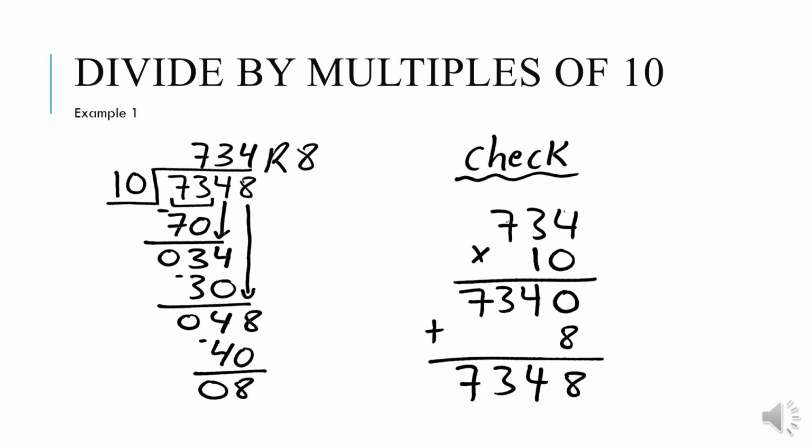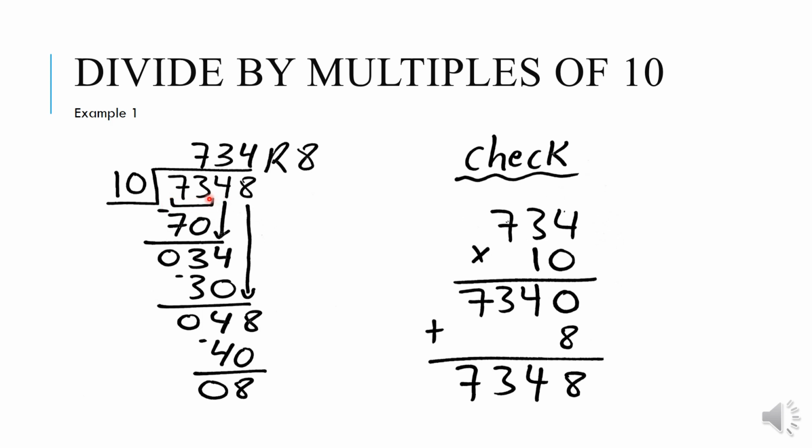Now let's learn how to divide by multiples of 10 by using this example. We have 7,348 divided by 10. In the first step, I have to determine how many digits I should use from the dividend. The divisor is made up of 2 digits, so I should use at least 2 digits from the dividend. The first digits of the dividend make 73. 10 is less than 73, so I should use only 2 digits from the dividend.